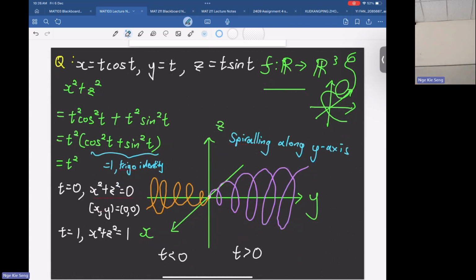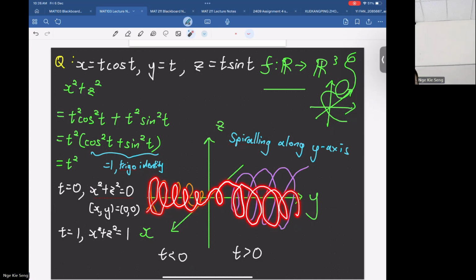But this is very interesting. The way it spirals when t is negative and when t is positive is different. If you follow the negative t spiraling inside, you can think of it as counterclockwise, right? But when t is positive, it becomes clockwise. So negative t and positive t are different. You can see that as the scalar gets larger, the radius gets larger, but it spirals in a circular form.